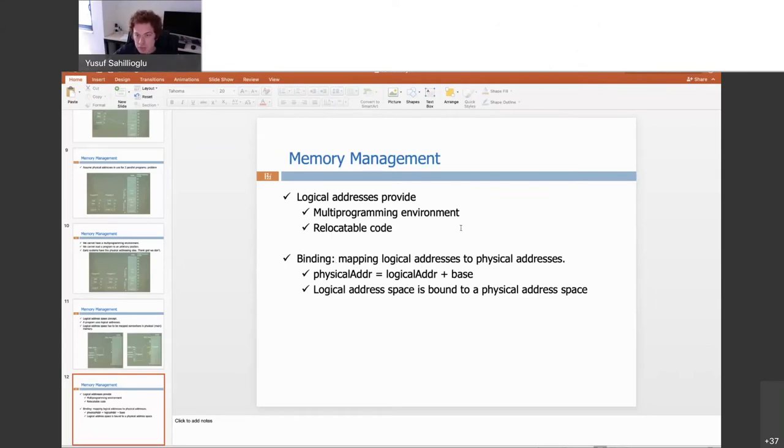So then I need to make some conversions, right? I have some logical address in my instruction set. I will convert it to a physical address, and it is as simple as this addition, okay? It is not a big deal. And the logical address space is bound to a physical address space now after this conversion.